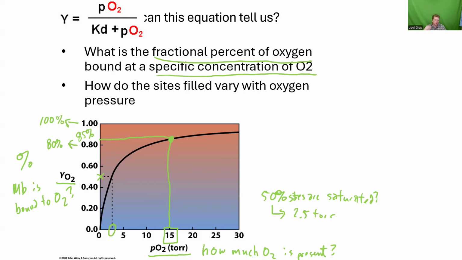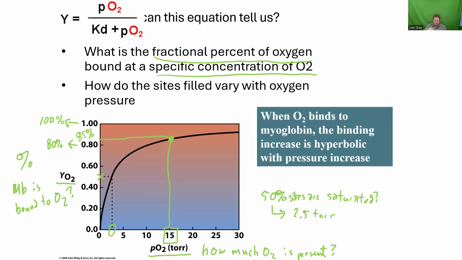So essentially what that all boils down to is as you increase the O2 concentration, or the partial pressure of O2, then the percentage of binding sites that is occupied goes up. Increase O2, and our O2 saturation goes up. When O2 binds to myoglobin, the binding makes a shape known as a hyperbolic curve.